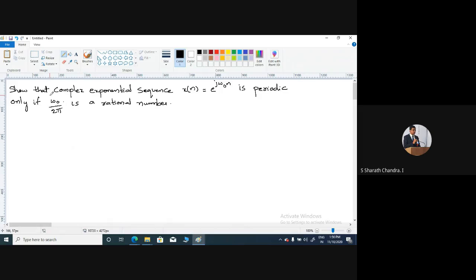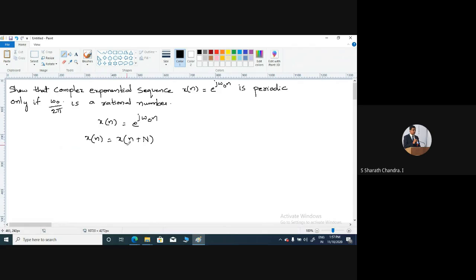Now we shall start with this problem: showing that a complex exponential signal sequence like x of n is equal to e power j omega naught n, which is discrete time in nature, is periodic only if omega naught by 2 pi is a rational number. Given x of n is equal to e power j omega naught n, in order to check whether x of n is periodic or not, we need to follow the condition and check whether it is satisfied or not.